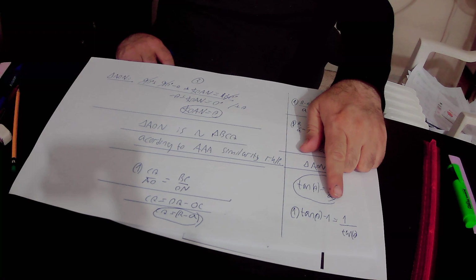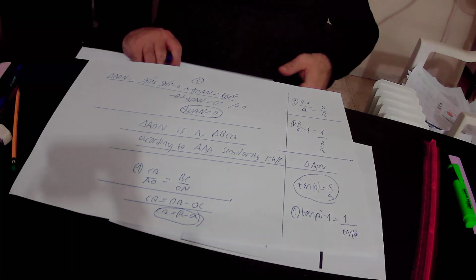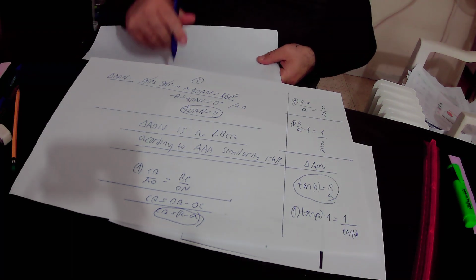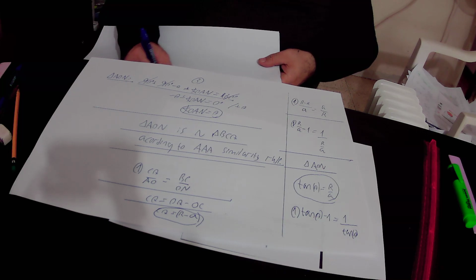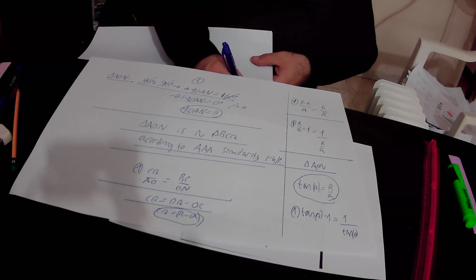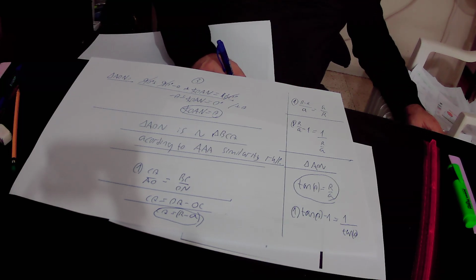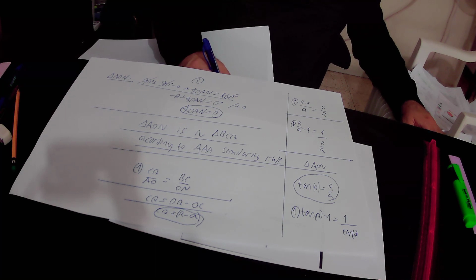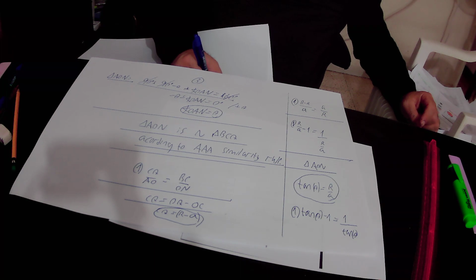We will multiply equation number 1 by tangent theta, and we will get that tangent theta times tangent theta is tangent square theta. Tangent theta times minus 1 is minus tangent theta. It is equal to 1.